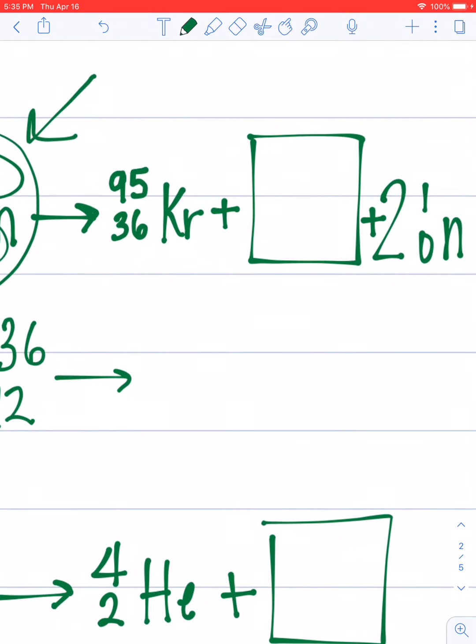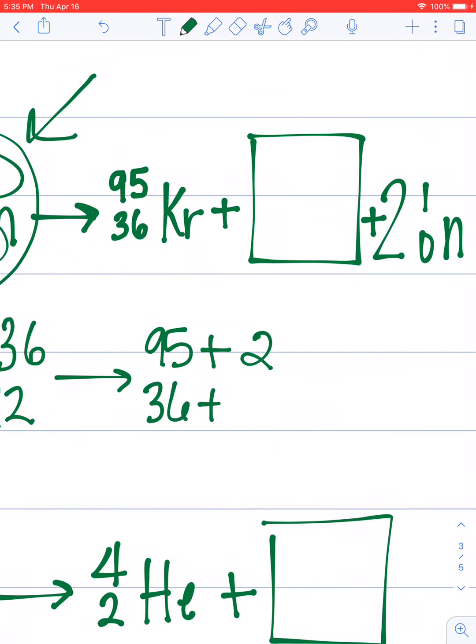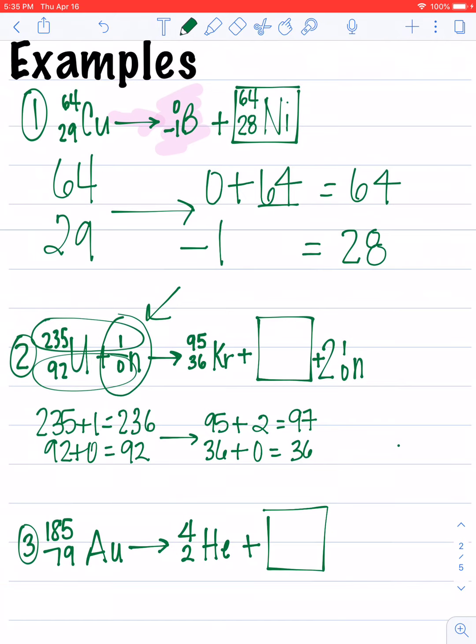So far we have 95 from krypton plus 2 from the neutrons. Make sure that you distribute that 2 throughout the neutrons over there on the right. And on the bottom we have 36 plus 2 times 0 is 0. So we have 97 and 36. Now that does not equal 236 and 92, does it? So we have to figure out what we can add to that 97 to get up to 236.